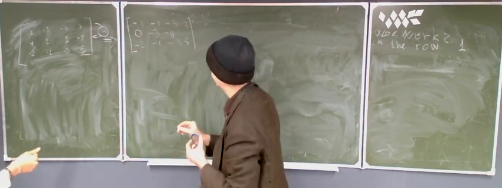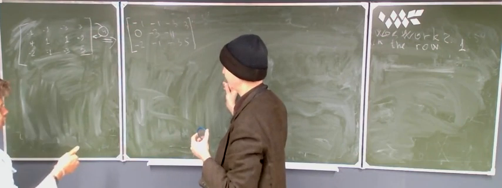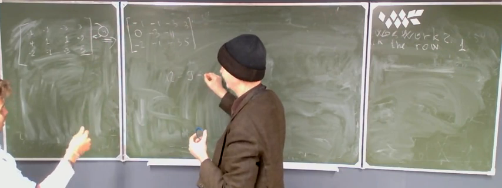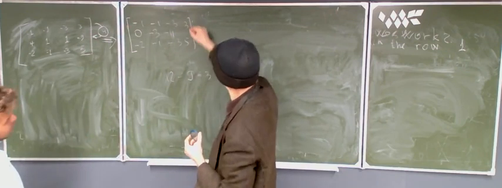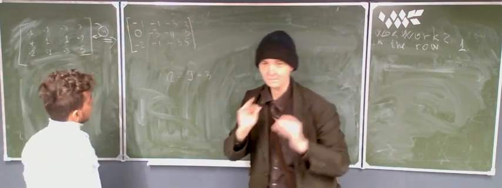12 minus 9 is 3. So we have done the first step.